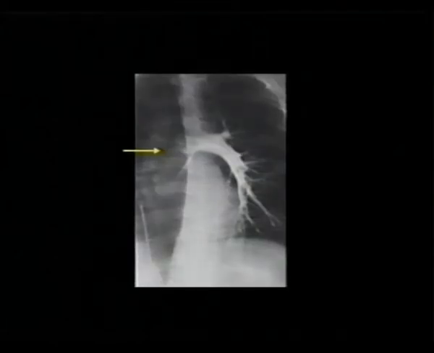This patient had a massive pulmonary embolism, had a pulmonary angiogram, and one can see one pulmonary artery is completely occluded.